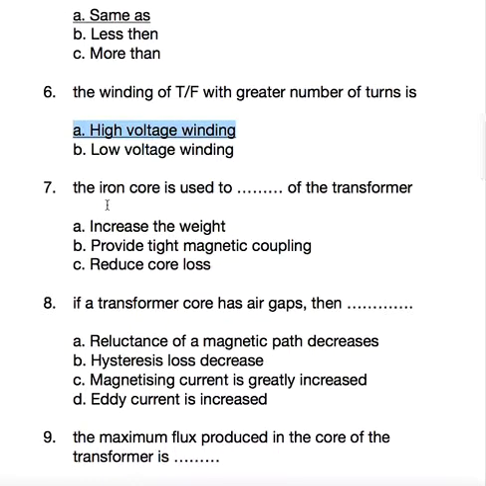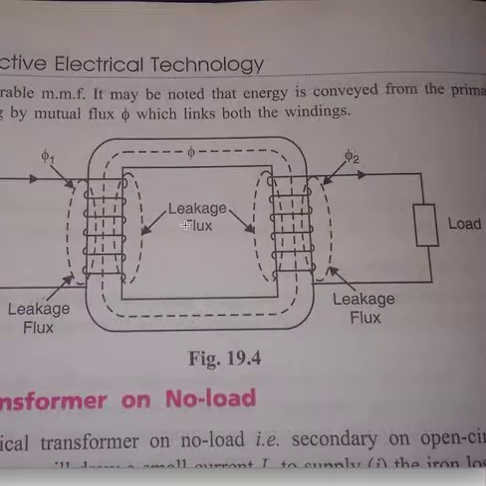Next question. The iron core is used to dash of the transformer. Why are we using an iron core in the transformer? There are two types of transformers: one is iron core transformers and another is air core transformers. Coming first, I will tell about air core transformers.